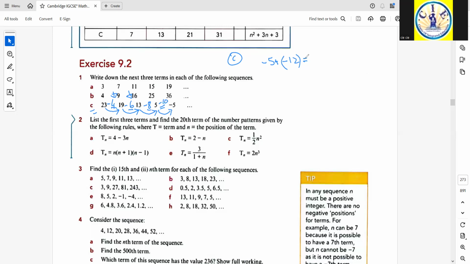So -5 plus -12 is going to be -17. Then after this -17, you need to have -14. That will give me -31. And then -31 plus -16. So you need to observe this pattern: -12, -14, -16. So that will give us -47. So these are the next three terms of the sequence: -17, -31, and -47. So this is how we had to do question number 1.